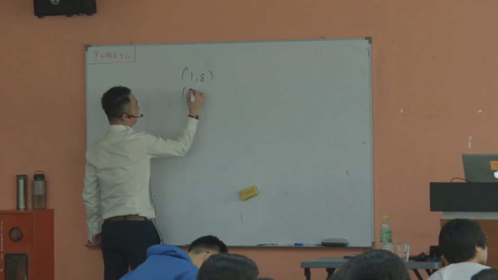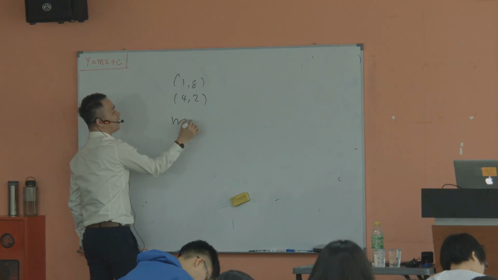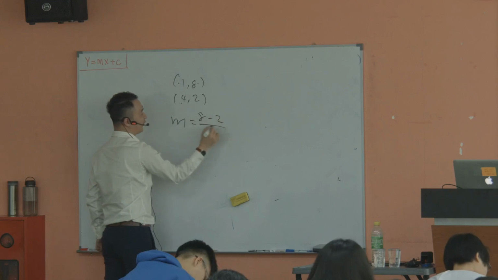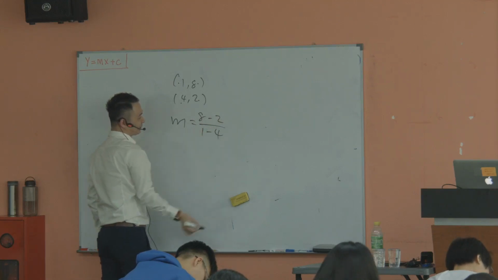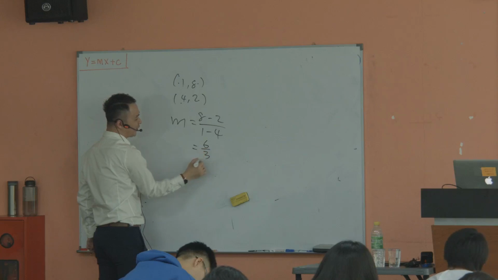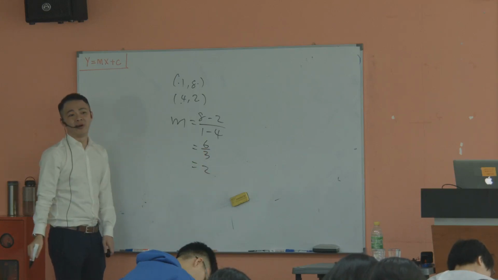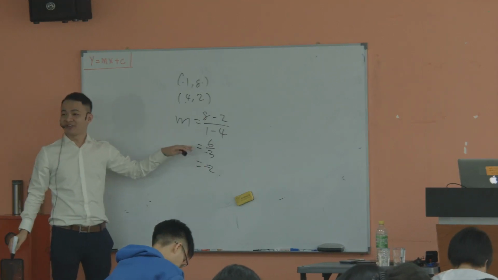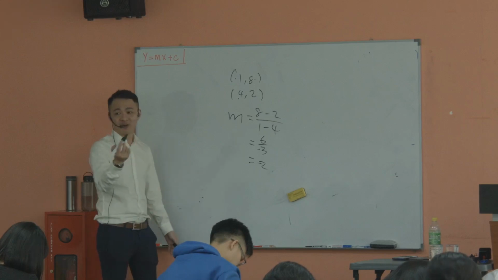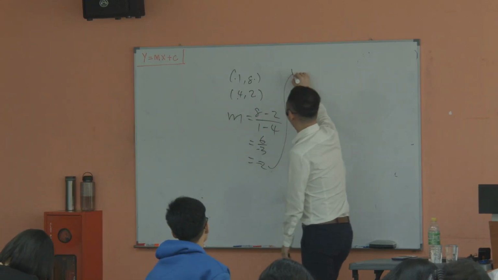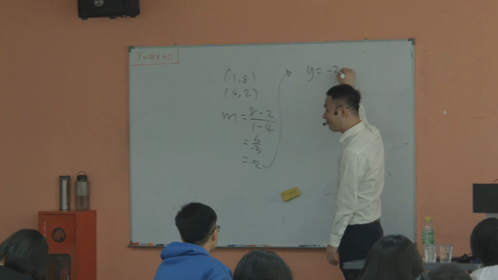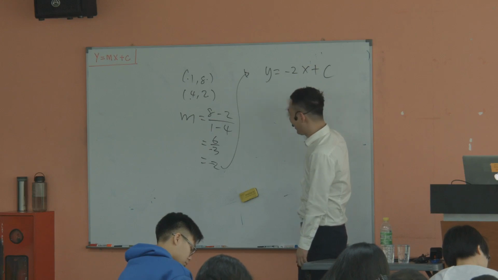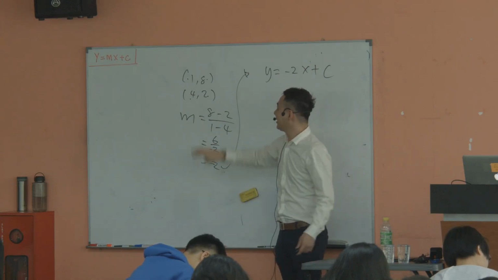18 and 42. I want to find the gradient: y minus y over x minus x. That's all. Y minus y over x minus x. So it will be 6 over 3, which is 2. Which is negative 2. Yep, thank you. So after you get the gradient ready, form the equation, right? So sub into y equals mx plus c. Y equals mx plus c.